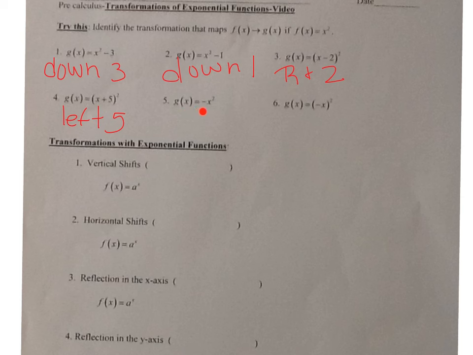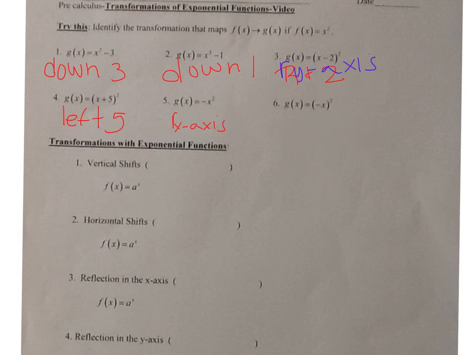G of x is equal to negative x squared. So I'm changing my y value to its opposite. So that would be a reflection over the x-axis. And the last one, g of x is equal to negative x, and then squared. So you're changing x to its opposite. So that's a reflection over the y-axis.